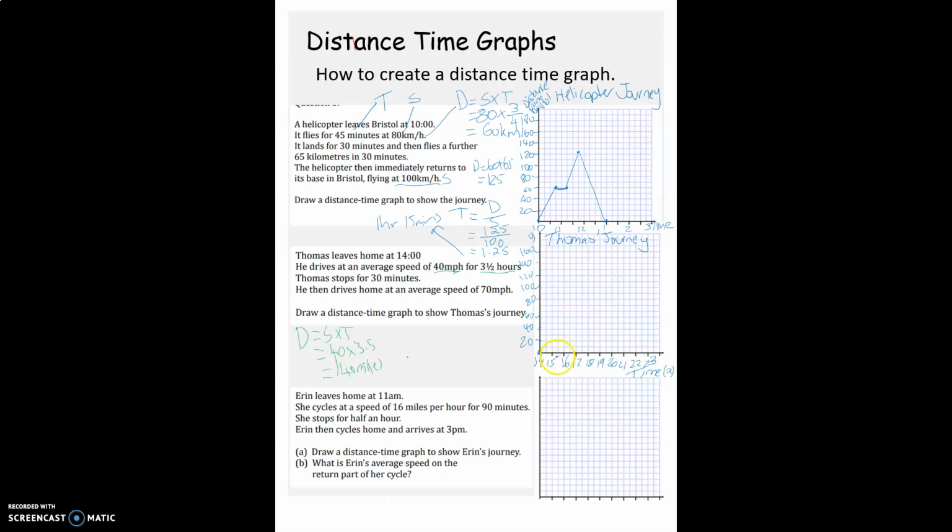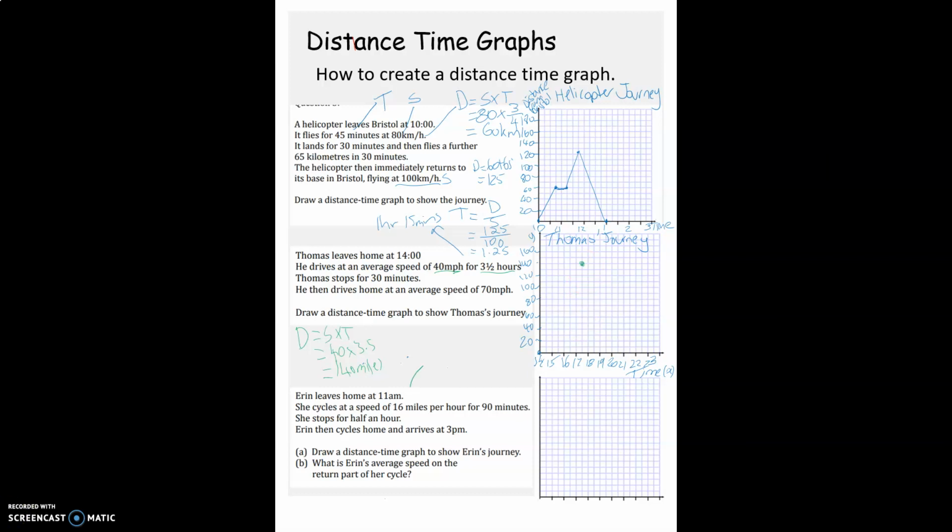So 3.5 hours after 2 o'clock is 5:30. So at 5:30, he'll be 140 miles from home. So you go up your 5:30 line to 140. So we mark that point.